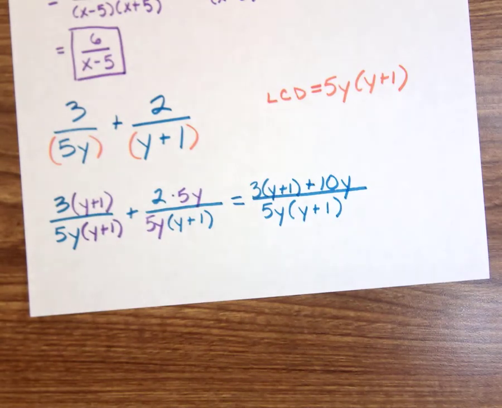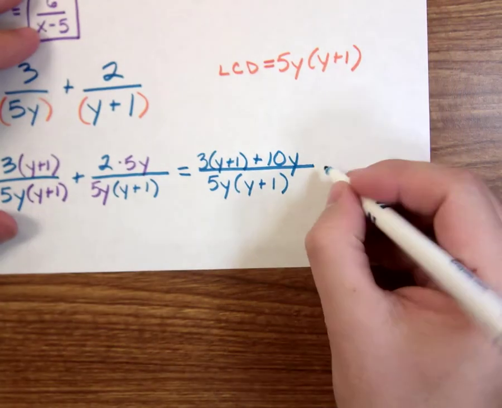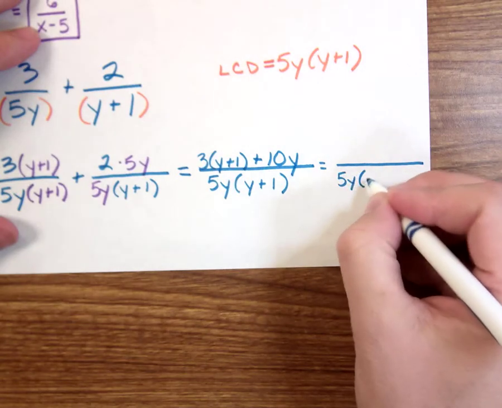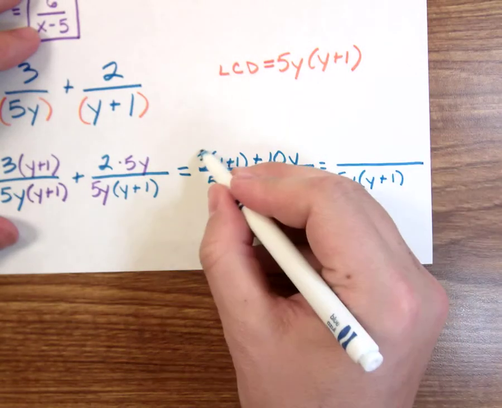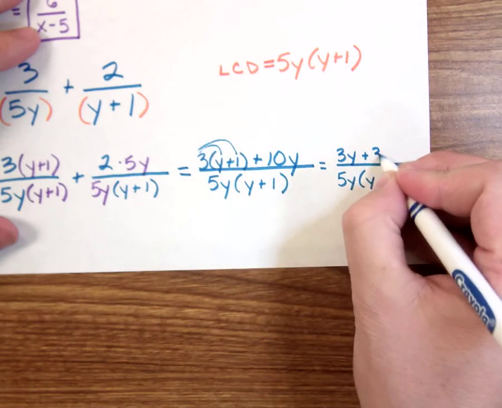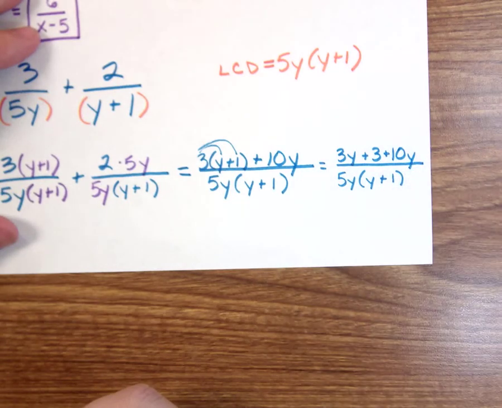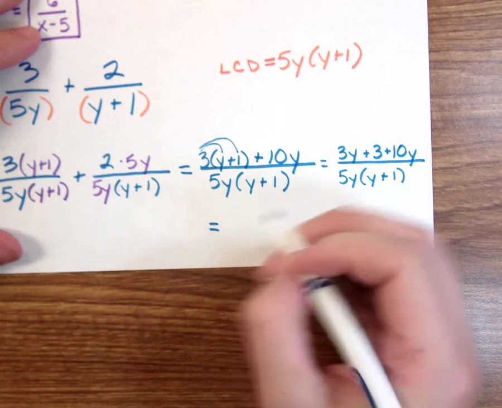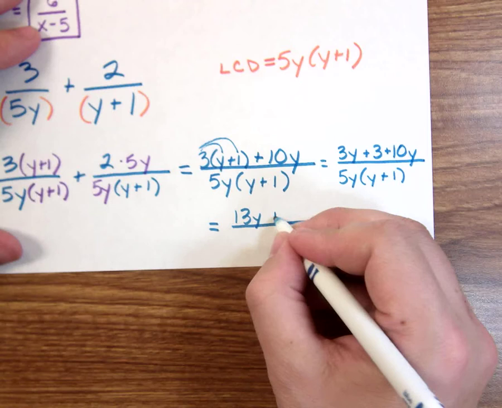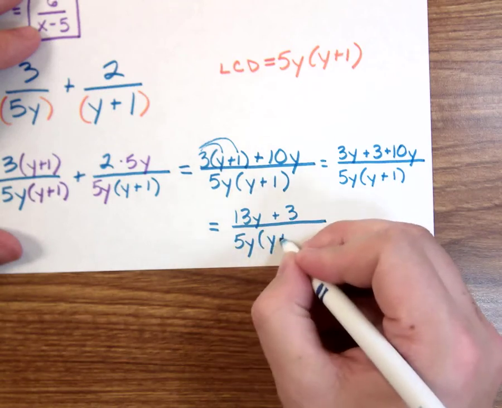Why can't we just distribute the 3 in 3 times y plus 1? Yeah, we should go ahead and distribute the 3. That's a good idea. So this would be 3y plus 3 plus 10y. And then I can combine the y's, can't I? That'd be 13y plus 3. And on the bottom, 5y, y plus 1.